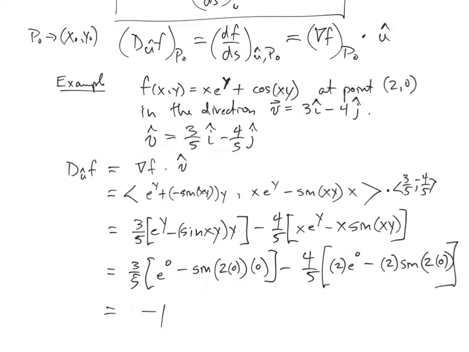Any questions about that one? Okay, so it's just the dot product of the gradient of the function with a unit vector that goes in the direction that we want to take the directional derivative.